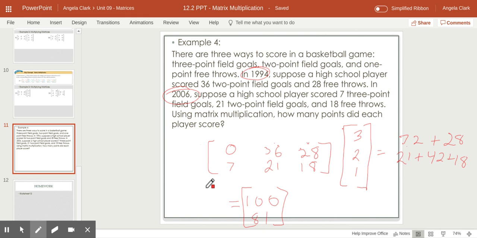So you could put 1994 here and 2006, just to remind you of which one was which, or to tell me if you're doing a homework assignment, turning it in, so that you can see which one belonged to which student. Or you could write it in a sentence. That would be fine too.